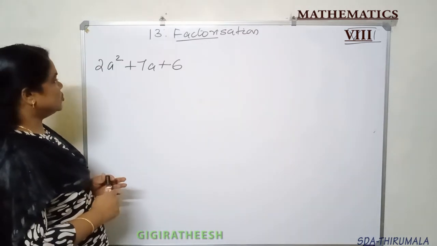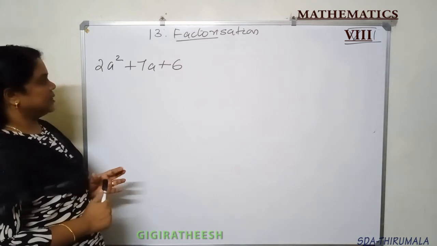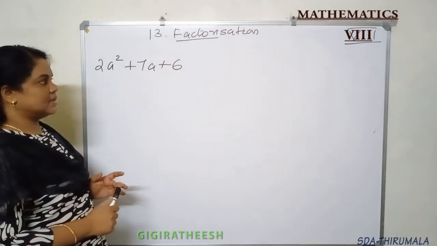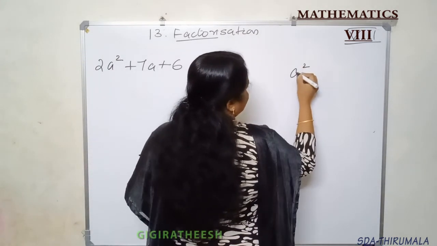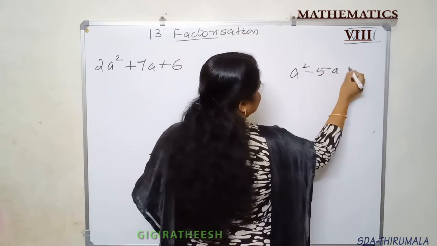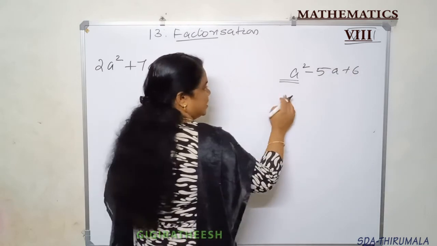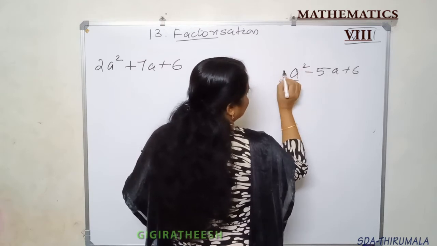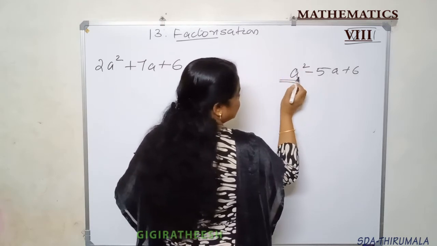Next question, 2a square plus 7a plus 6. What was in the previous case? The previous question was a square minus 5a plus 6. Look here, in this a square, the first term is a variable only. There is no coefficient for a square.